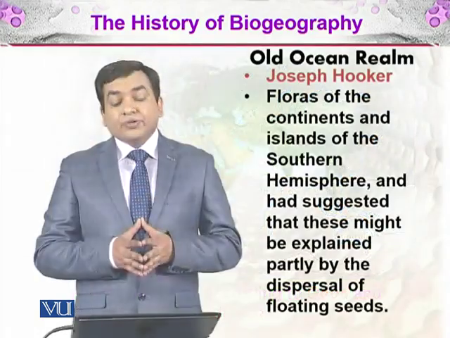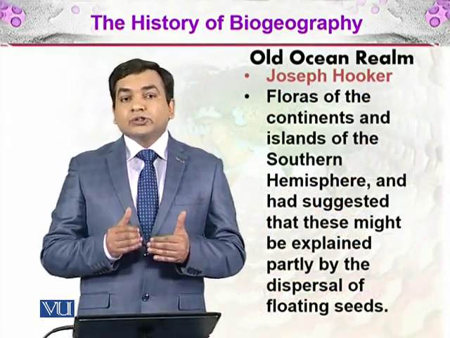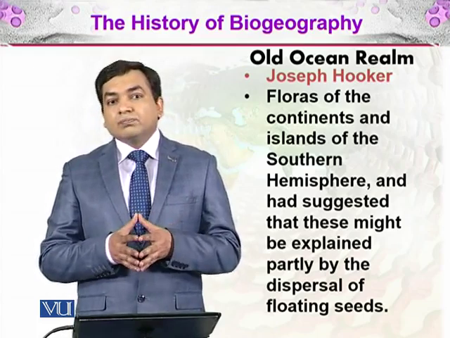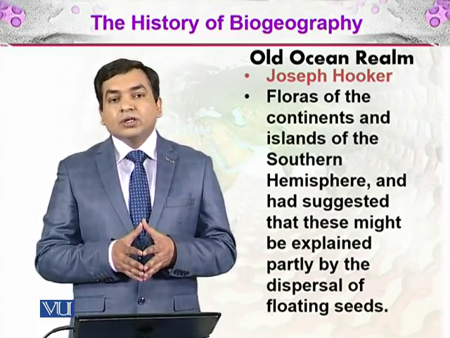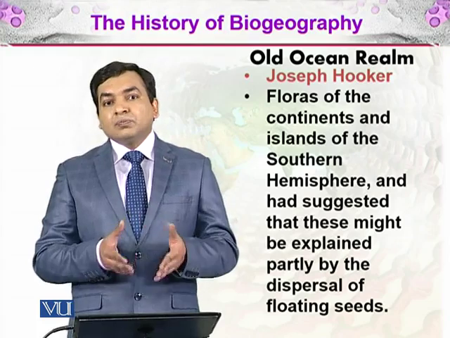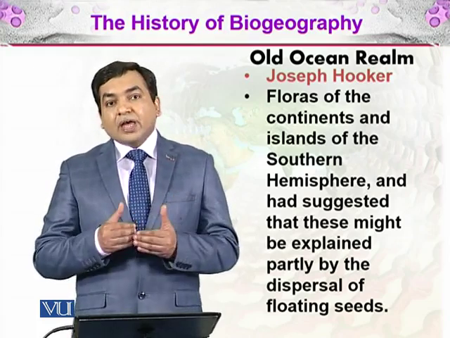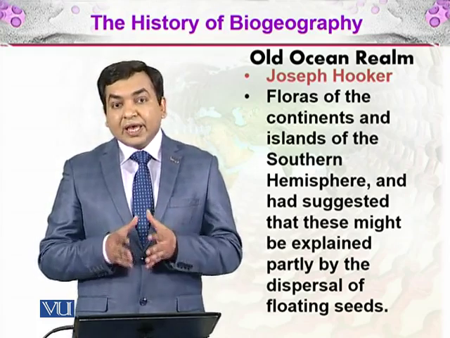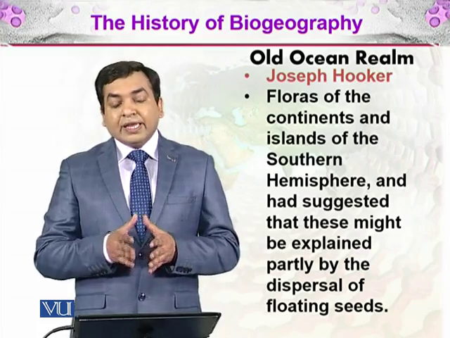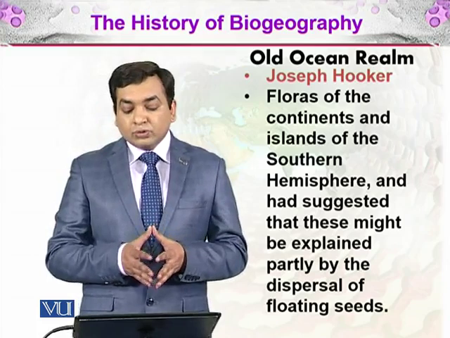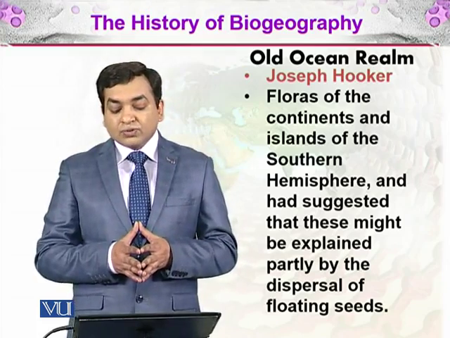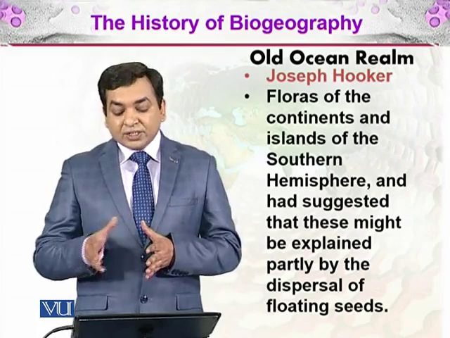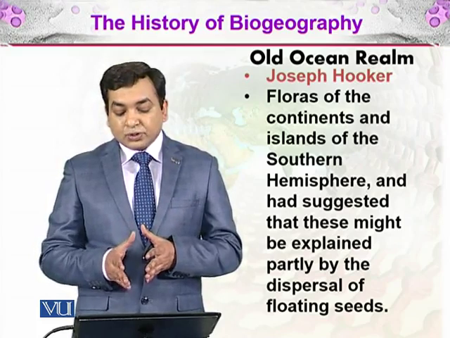In the old ocean realm, what is the old ocean realm? The old ocean realm is the southernmost realm, which includes Antarctica and southern parts of Africa and South America as well. So how did that take place? Joseph Hooker was a scientist who was reading Engler, and after reading those, he came to the conclusion that the flora of the continents and islands of the southern hemisphere make up the old ocean realm, and he suggested that this might be explained partly by the dispersal of floating seeds.